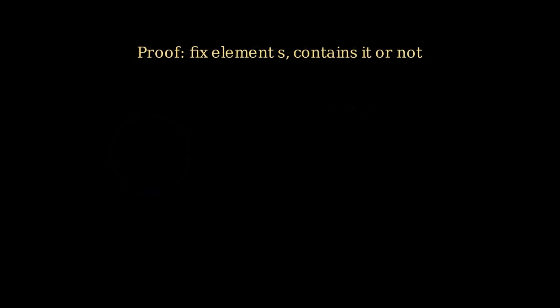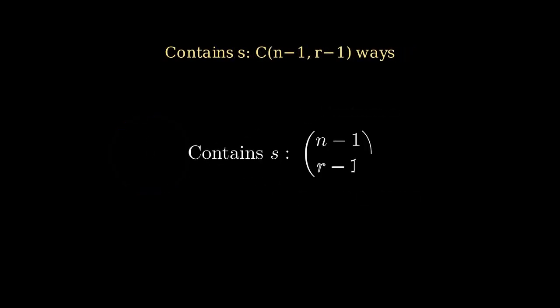Count each category separately. If the subset contains S, you've already used one of your r slots on S, so you just need to choose the remaining r minus 1 elements from the other n minus 1 elements, giving C of n minus 1, r minus 1 ways. If the subset doesn't contain S, you need to choose all r elements from the remaining n minus 1 elements, giving C of n minus 1, r ways.